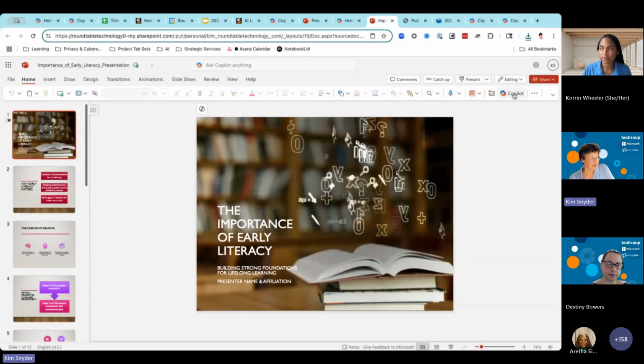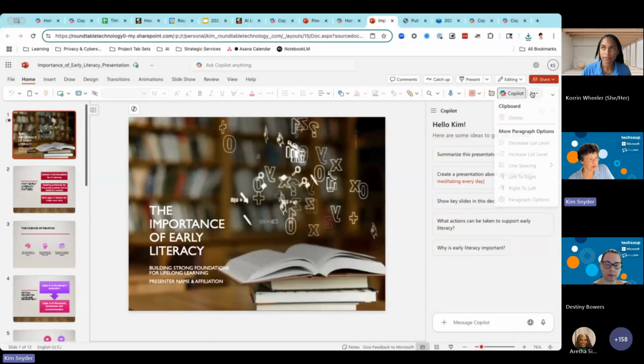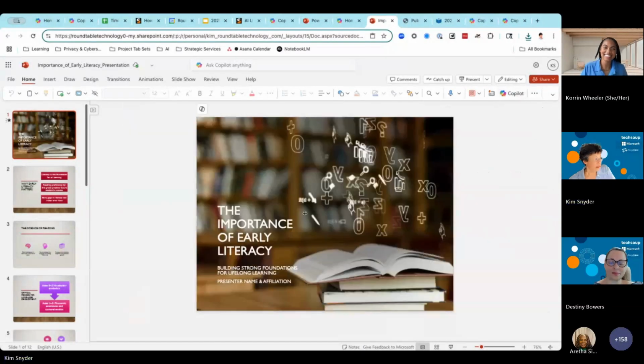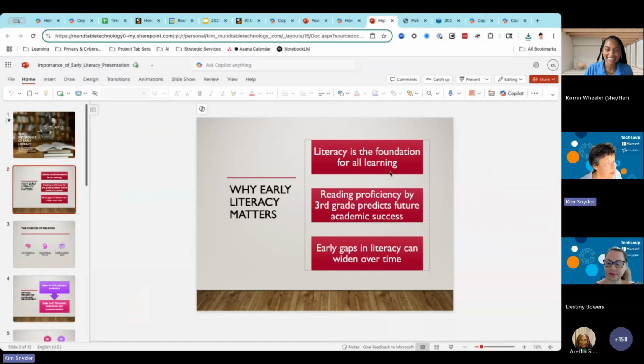But another thing I've noticed with Copilot, and my design choices might leave something to be desired. Corinne, be kind. Oops. But what happened to the designer tool? Kevin. Okay, there you are.